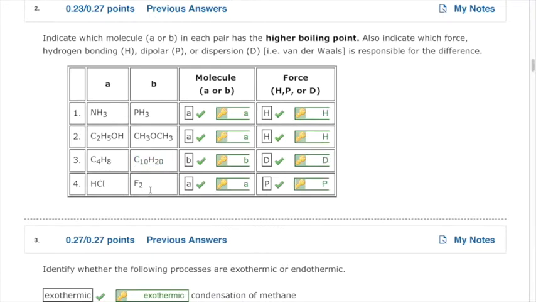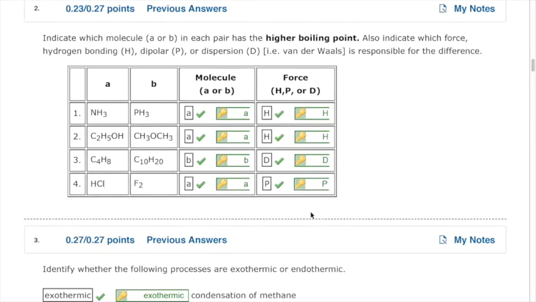Lastly, HCl and F2. HCl is a polar molecule because it's a bond between a much less electronegative hydrogen and a much more electronegative chlorine. Actually, the difference isn't that enormous, but different enough. And F2 is a non-polar molecule. F2 only has dispersion because it's nonpolar. HCl has dipole-dipole because it is polar, and all polar molecules have dipole-dipole. Therefore, HCl has a stronger IMF. So the answer is A, and the reason is dipole-dipole.